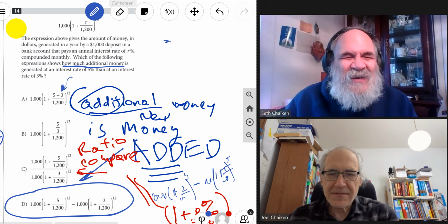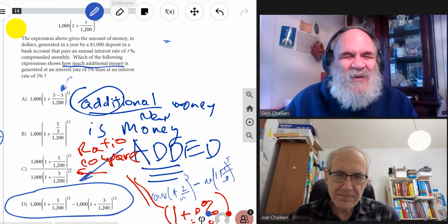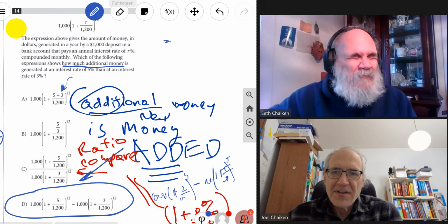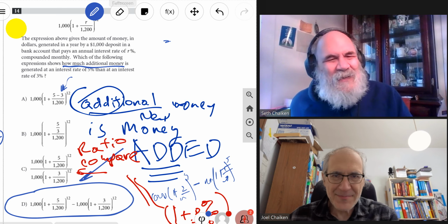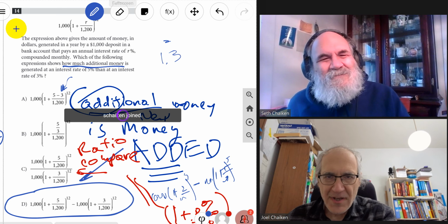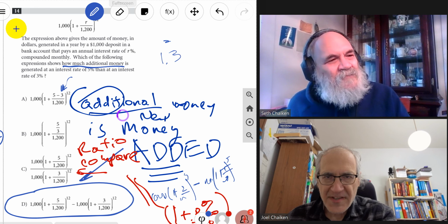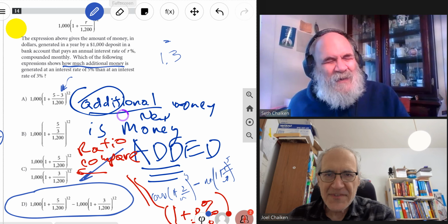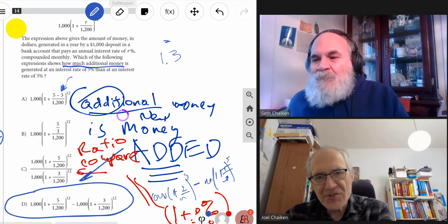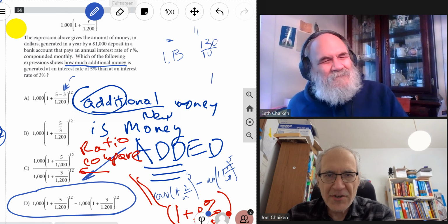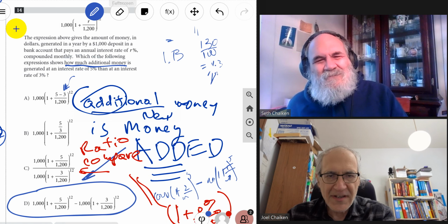But they're not asking for the percentage more. They're asking for the additional amount. So first of all, let's say about the percentage with an example. Let's say you do a ratio, and it's 1.3, comparing how much bigger is 130 over 100. You do 130 divided by 100, you get 1.3, which means that, taking away the 1, it's 30% bigger.